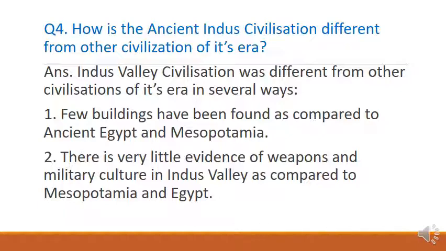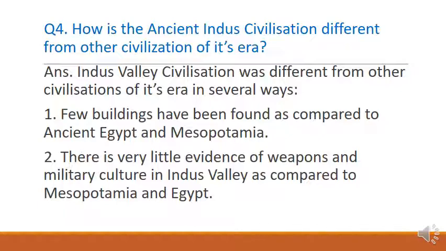The answer is: Indus Valley Civilization was different from other civilizations of its era in several ways. First, a few buildings have been found as compared to ancient Egypt and Mesopotamia. You have seen that ancient Egypt had very big pyramids, one of the wonders of the world. In the ancient Indus Valley Civilization, the people had very small buildings, few buildings, small houses, but very well constructed.